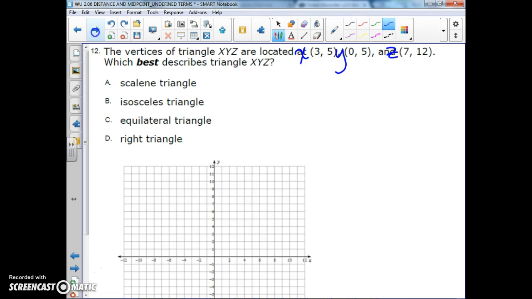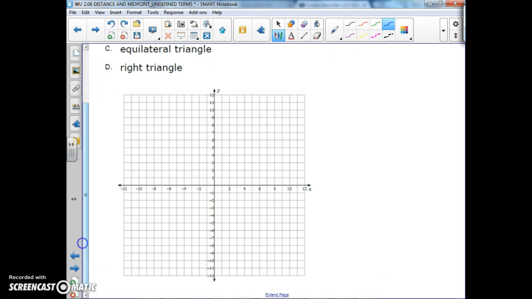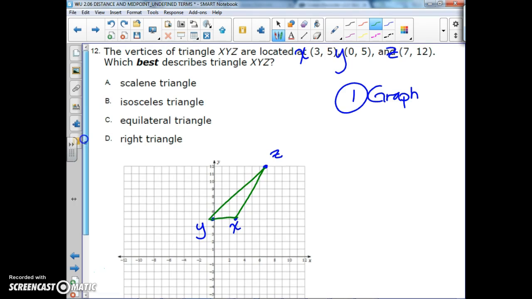I'm going to plot the points because the first step is to graph. Okay, so I'm going to graph 3, 5, go to the right 3, and up 5, and that's my X point. Now 0, 5, stay here at the origin, and then go up 5, that's going to be my Y. And then 7, 12, I'm going to go to the right 7, and all the way up to 12, that's my Z. Then connect the points, and examine your shape.